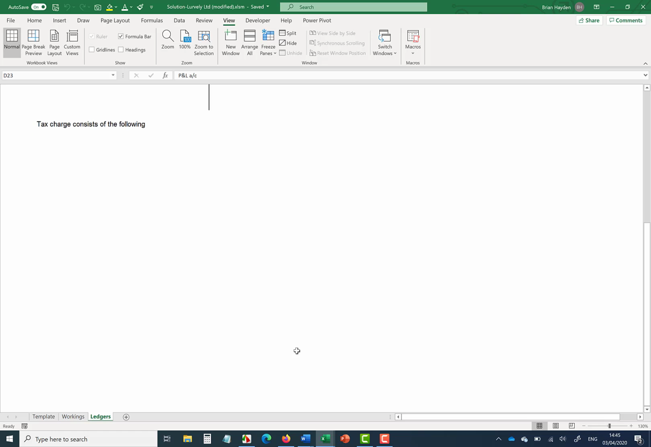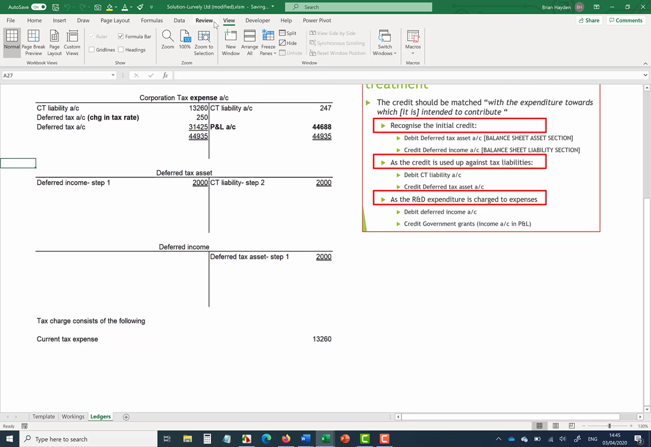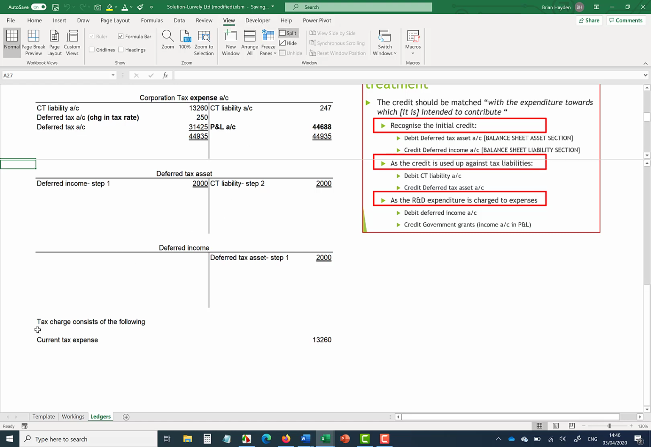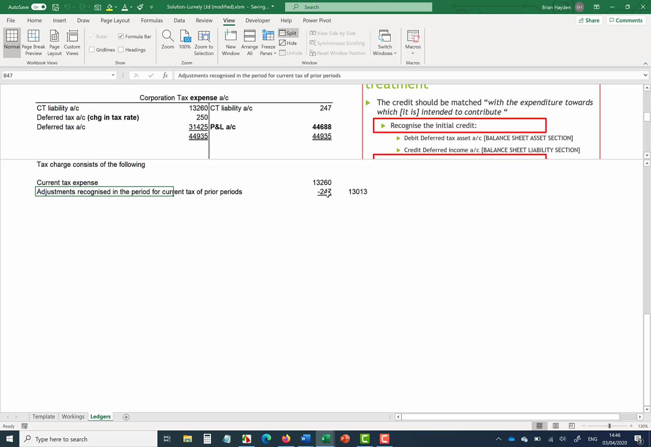So the last bit then is the note about the tax charge. If I may just split the screen, you'll need to see your tax expense account visible. Essentially what we're doing here is writing this account's content in table format. So we've got a tax expense less a prior over estimate of 247. So that's the 247 coming off, 13,013.